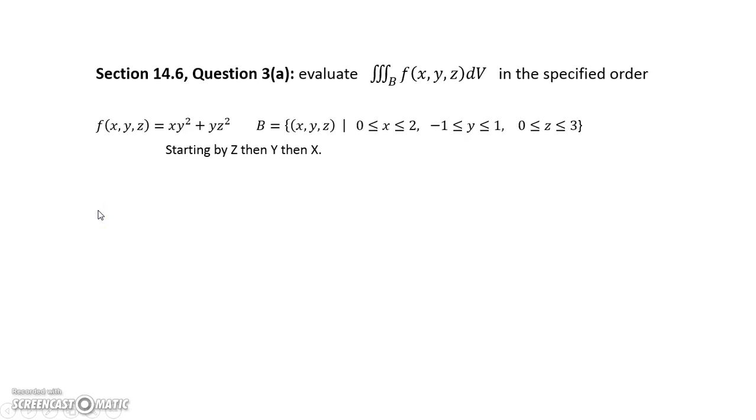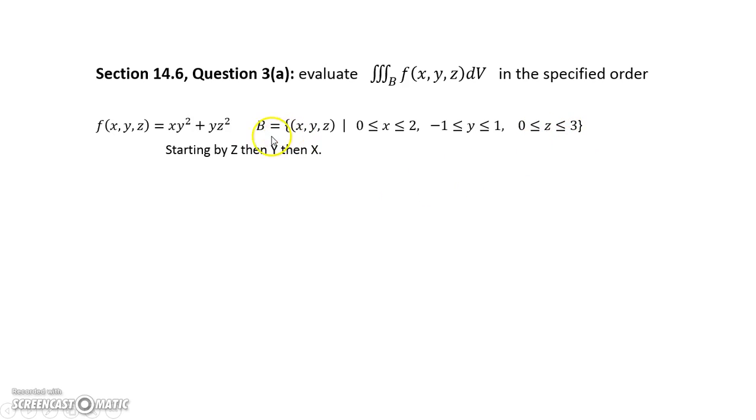So in this tutorial, I'm going to solve problems from section 14.6, which is basically about triple integrals in Cartesian coordinates. This question is saying evaluate the integral over the region B of the function f dV. The function f is given as this, and B is the set of x, y, z, where x is between 0 and 2, y is between -1 and 1, z is between 0 and 3.